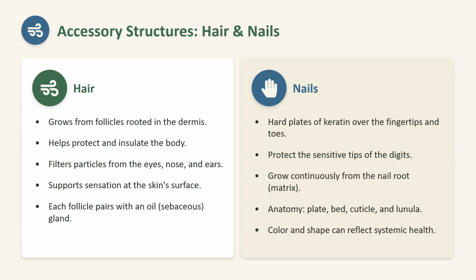Here's why this matters clinically. Nails and hair are windows into the body. Spoon-shaped nails can suggest iron deficiency anemia. A bluish nail bed can suggest poor oxygenation. Brittle hair or nails can point to nutritional or thyroid issues. When you take vitals and room a patient, these are quick, free observations worth noticing and documenting.